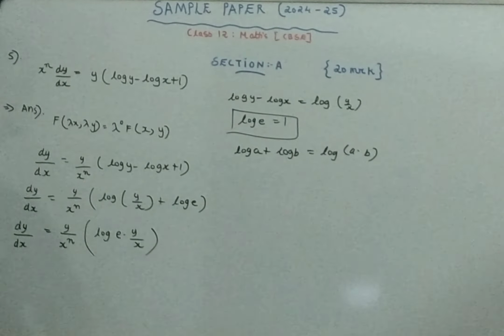Now a homogeneous differential equation is something we can write in the form of lambda raised to 0 f of x y. You have learned in your classes that in order to show it is a homogeneous function, we have to multiply the equation throughout by lambda, isn't it? So we can write lambda y by lambda x raised to n, log of e into lambda y by lambda x. Now if you see over here, lambda will cancel, lambda will cancel. So you will be getting back this same equation such that this lambda will be raised to the power 0.